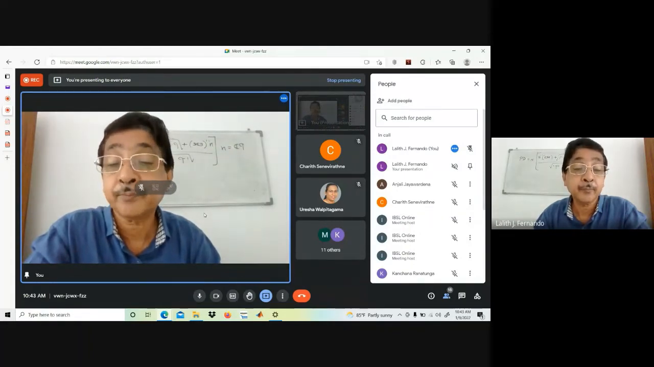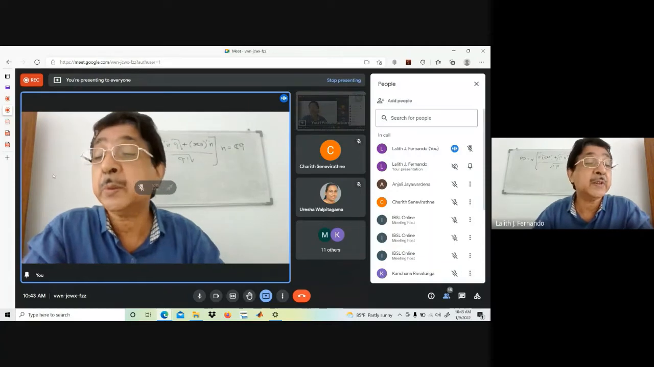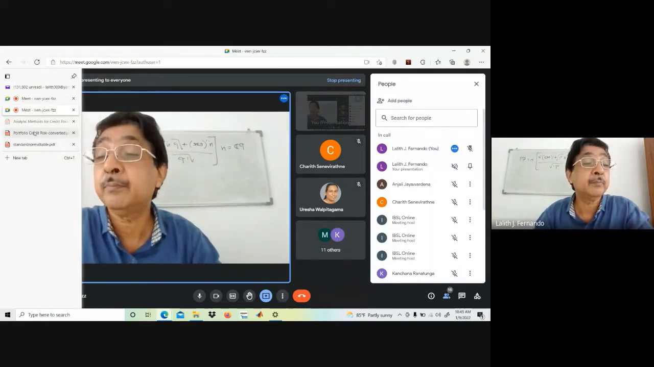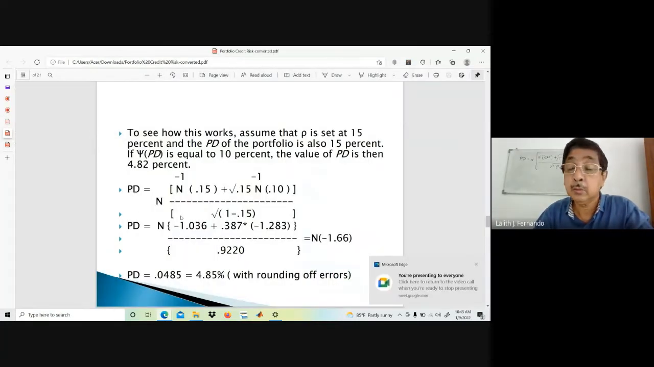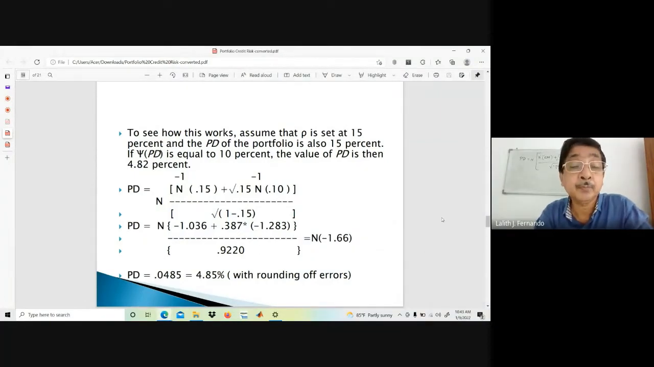Right. Now we can go to the presentation again. Now with these values, we are substituting into the formula.